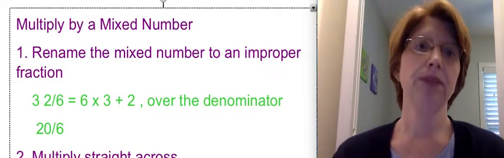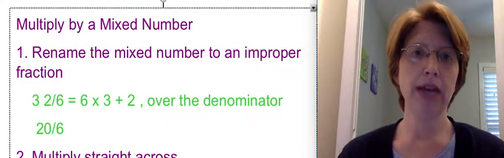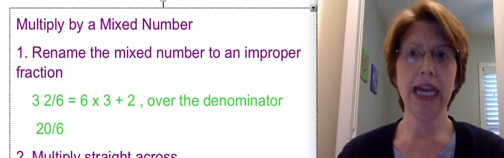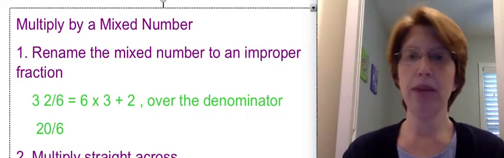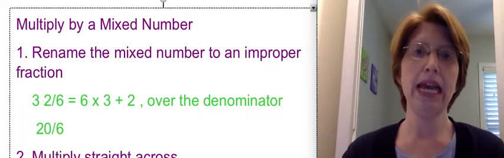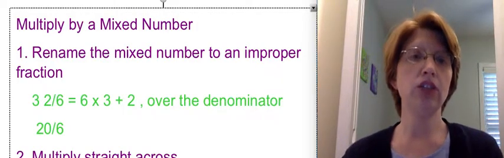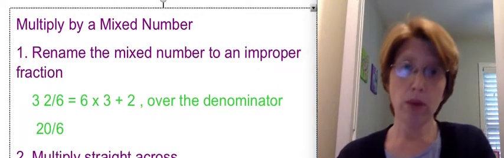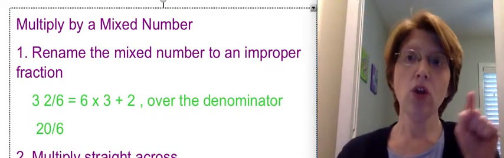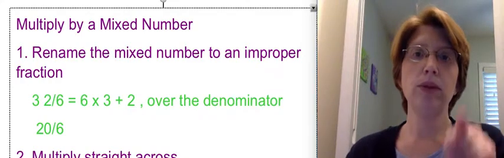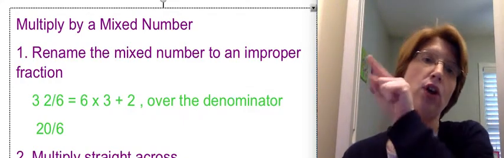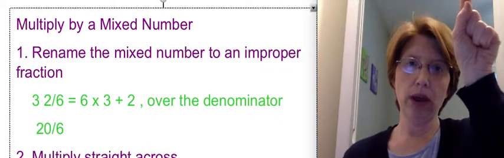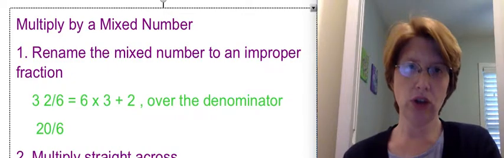Number 1, this is the trickiest part, okay? If we're going to multiply by a mixed number, the first thing you need to do is rename the mixed number. So we have to turn it into an improper fraction. And you should already know how to do that. Remember we did this kind of thing. We take the denominator and we multiply it by the whole number, and then we add the numerator. Okay, so we started at the bottom.